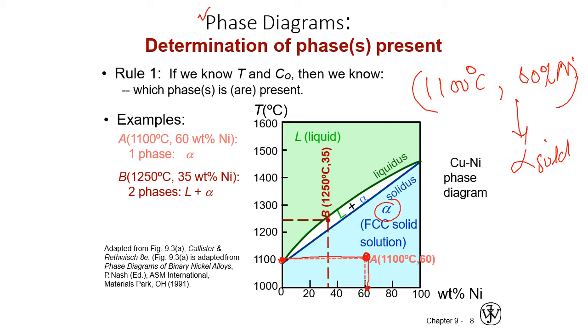And if you are given a temperature of 1250 degrees centigrade and the nickel weight composition is 35%, and you look at this point, you will notice that it lies in the L plus alpha, the liquid plus solid region.